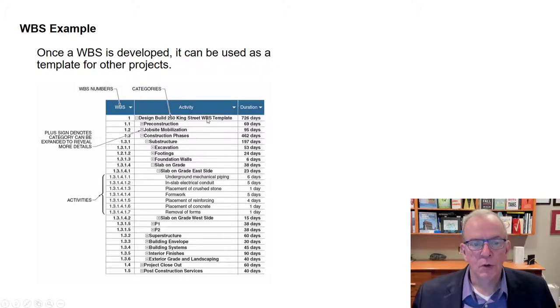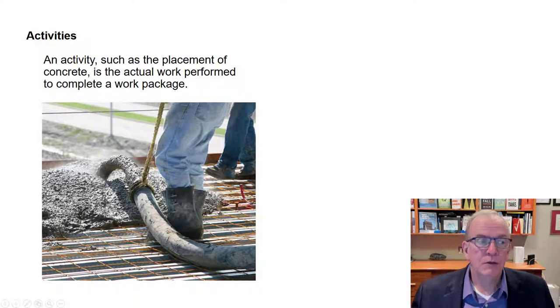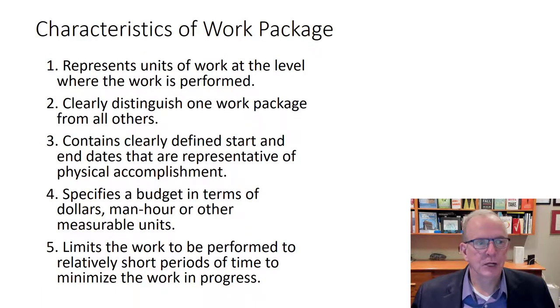But you could also, if you were over budget, dig down and see where exactly we are over budget, and that might send you to slab on grade east side. You might see, oh, we're quite drastically over budget here, and then you could dig further to see which activities in particular are over budget. That gives you really good information so that you could work on that and try to recover. So, characteristics of a work package, right?